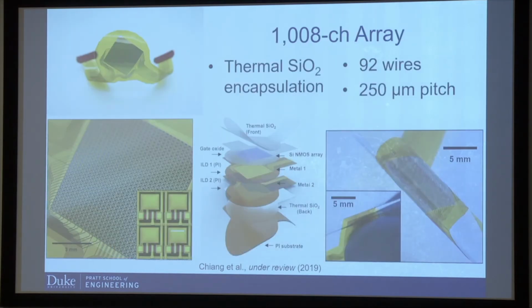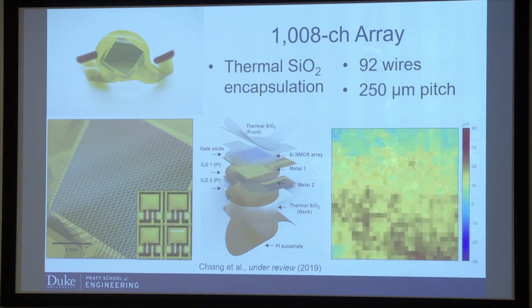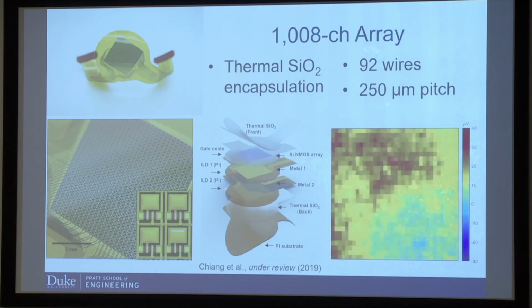So we then scaled this technology up to a 1,000-channel array. This incorporates the same encapsulation and multiplexed electronics designed to be implanted chronically in a monkey. The same thermal silicon dioxide encapsulation strategy, and now with 92 external connections and 250 micron pitch between sites. And so we were able to record evoked responses in our non-human primates from all 1,008 channels with good yield.